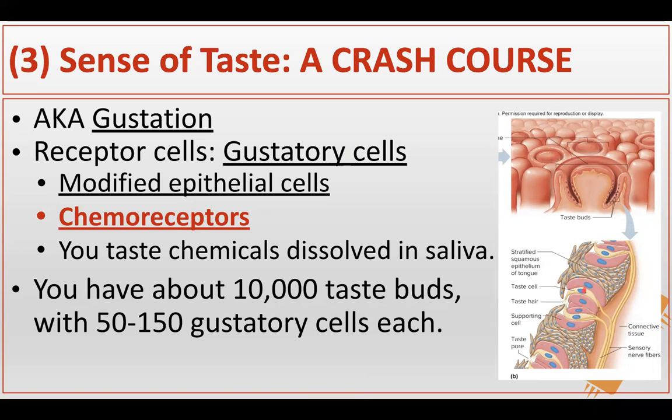So there are cells that don't really do anything here. They just help to support the structure of the taste bud as well as the cells. And the gustatory cells are these yellow ones here that have little hairs on the end. They are going to be detecting the chemicals in your saliva. So you actually have about 10,000 taste buds in your mouth and throat, and each of them have about 50 to 150 gustatory cells each.